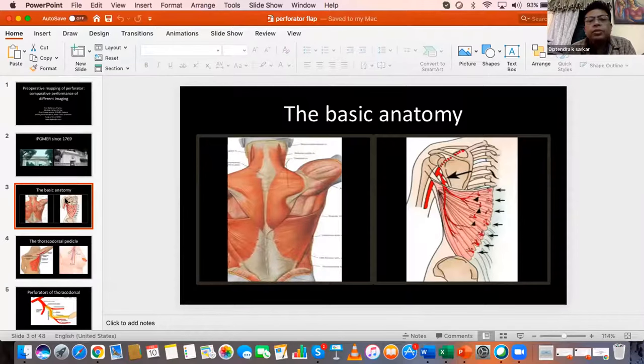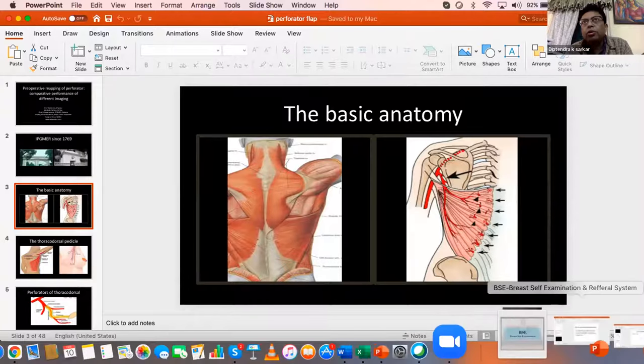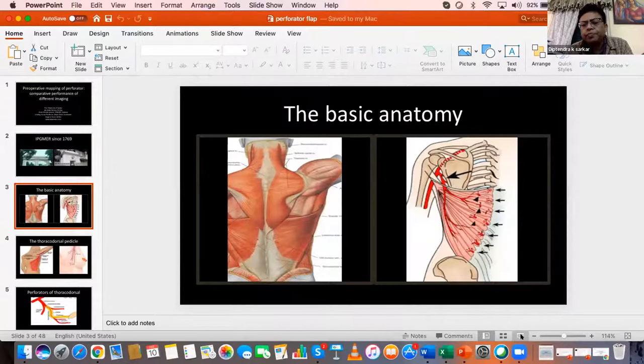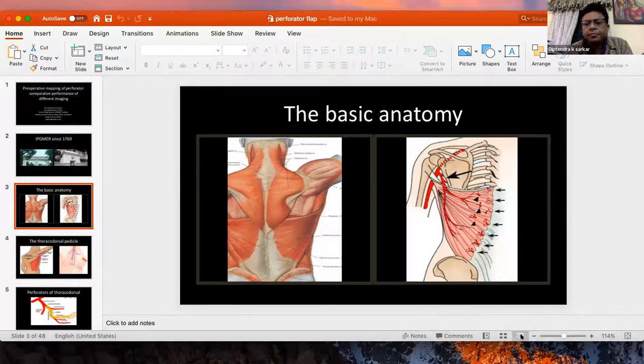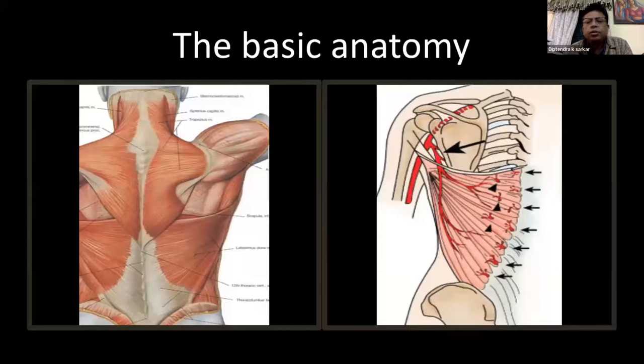Now, this is the anatomy which you must know in relation to breast. Number one is the distribution of, look at this, the thoracodorsal pedicle. Now look how exactly the thoracodorsal pedicle moves. Now, this is the thoracodorsal pedicle which is present in the posterior wall of the axilla.